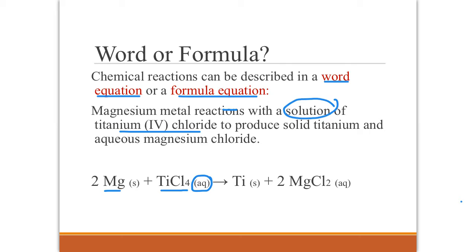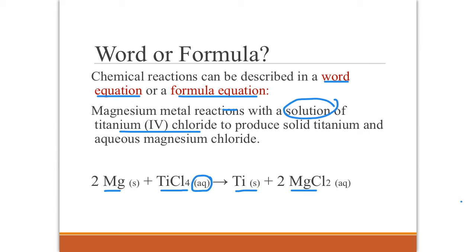And then it produces, so that's going to be where our arrow is going to form. So now we're moving from the reactants to the products. It produces solid titanium, so that is the titanium metal, and aqueous magnesium chloride. So then we'll put the magnesium and the chloride together. And of course, since magnesium has a positive 2 charge, the correct formula would be MgCl2, not Cl4.